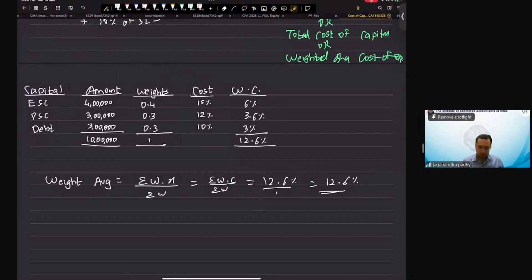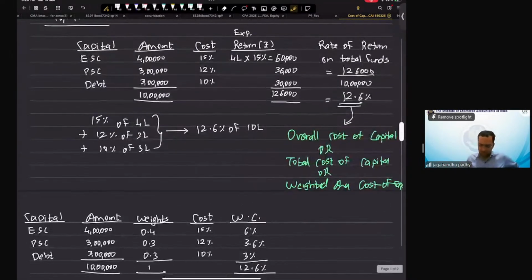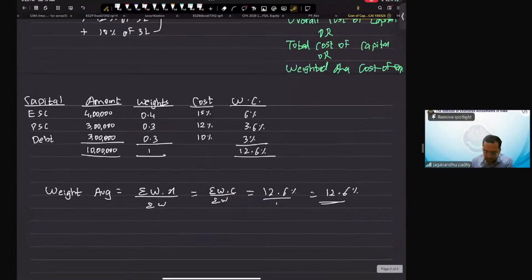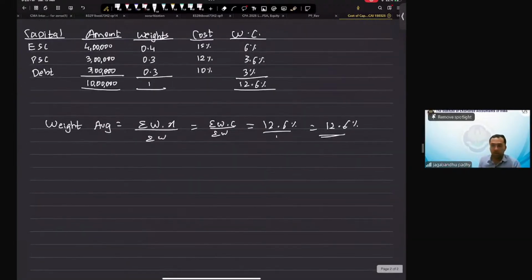Are we clear, guys? So you can calculate the weighted average by either taking it in this way, where you multiply and then you take a division, or you can also calculate using this method. I'll just give you an example so that you can calculate it again.